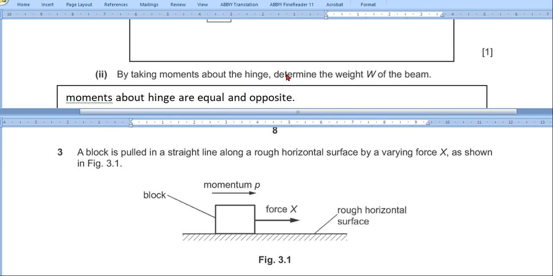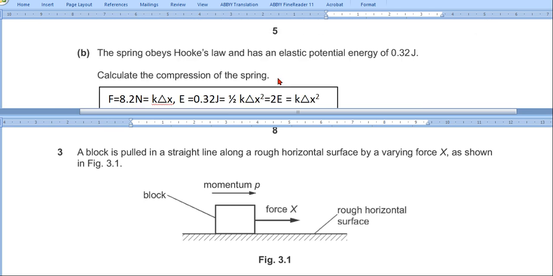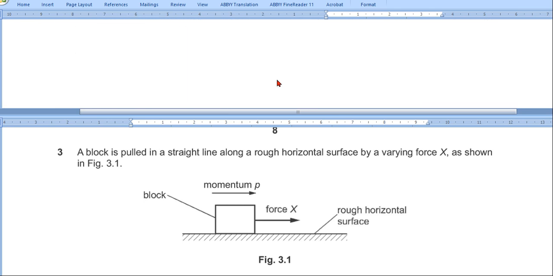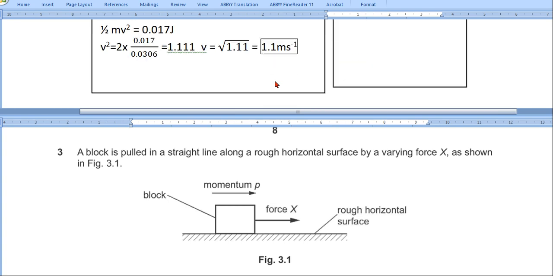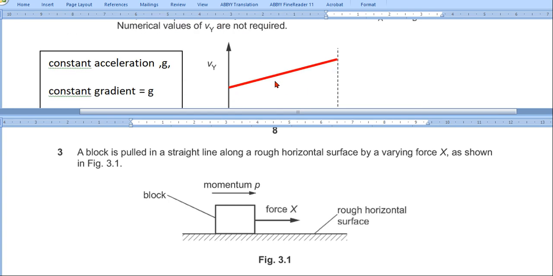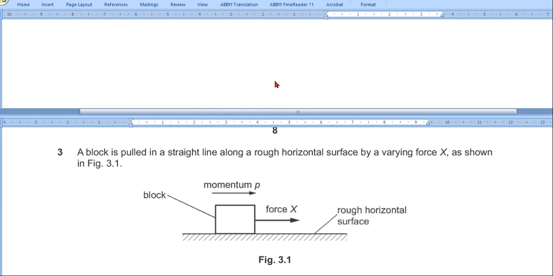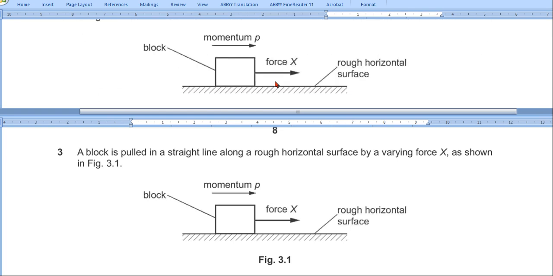Question 3 needs another picture, so let's put the picture above. Just a moment. Here is the picture.